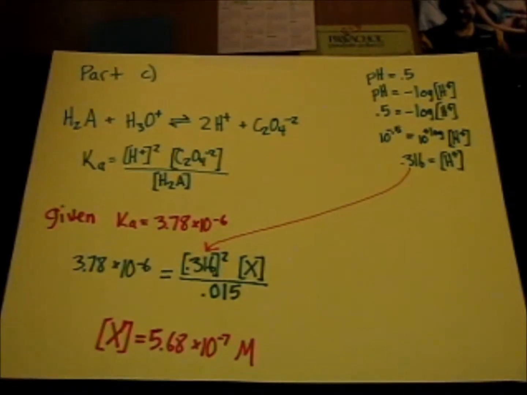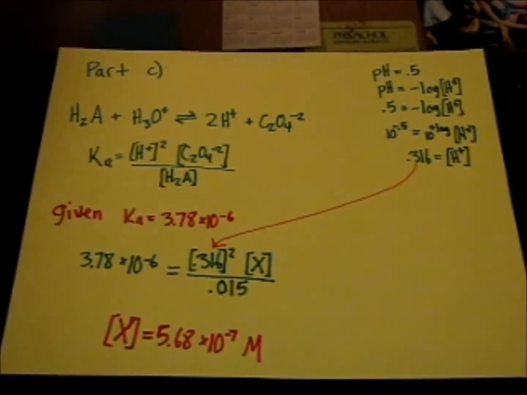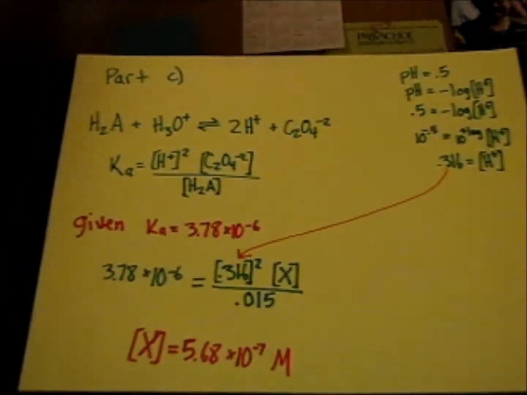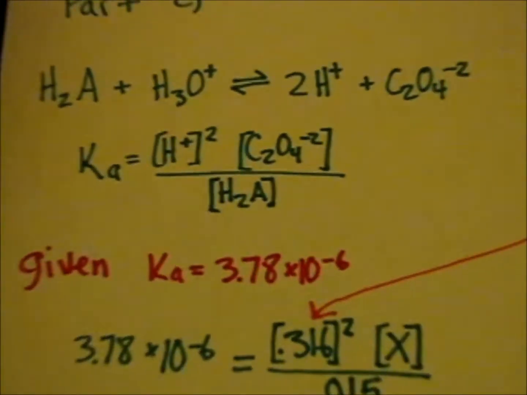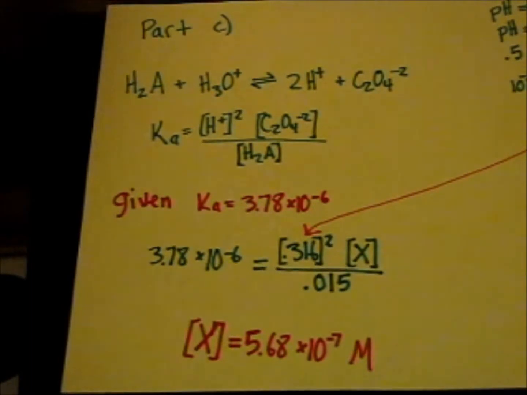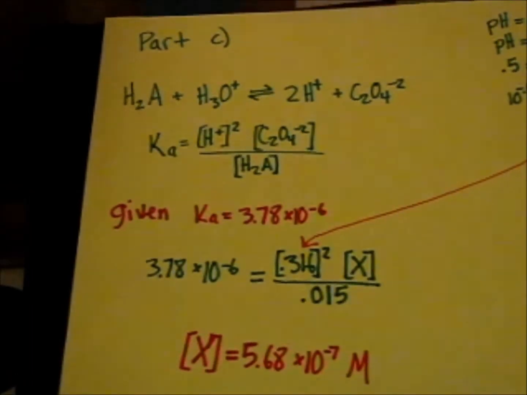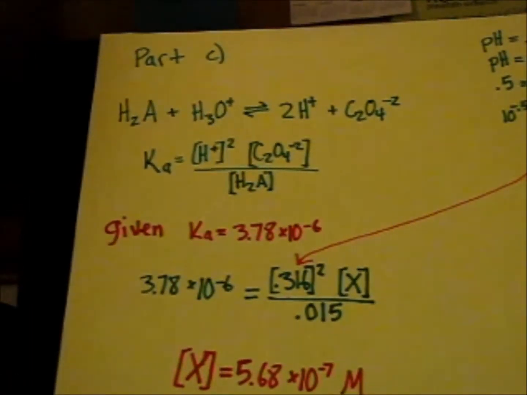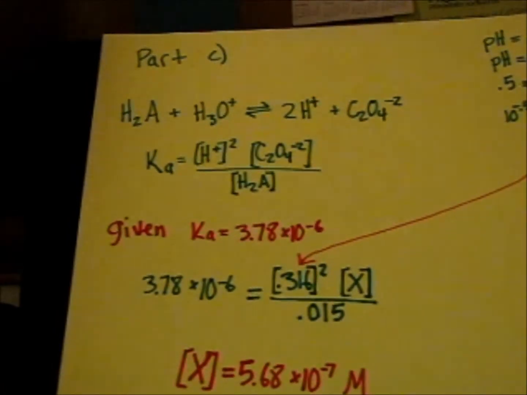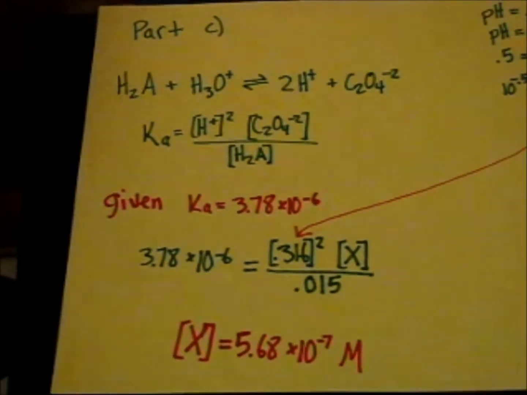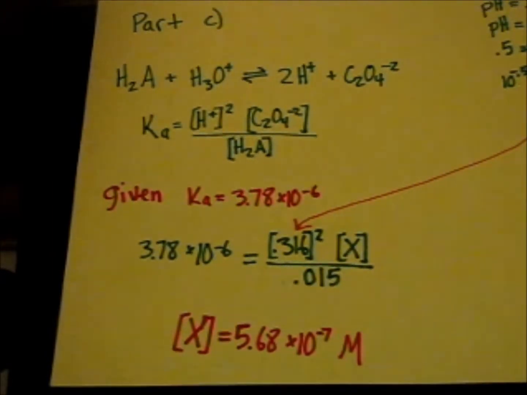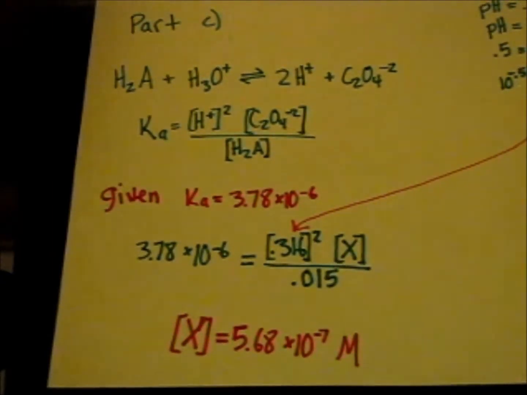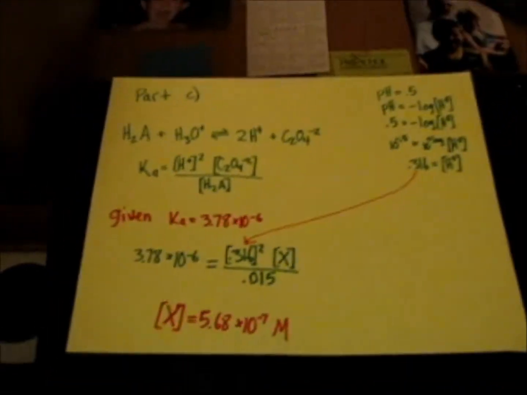The concentration of H+ in the Ka expression is squared because there's a 2 coefficient in front of the H+ in the balanced equation. The question asks to find the concentration of the C2O4 negative 2. The Ka is given in the original equation as 3.78 times 10 to the negative 6, and the H2A concentration is given as 0.015. The H+ concentration must be solved for.